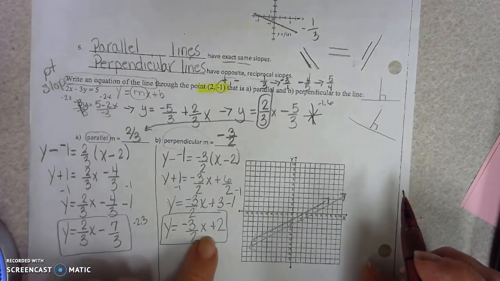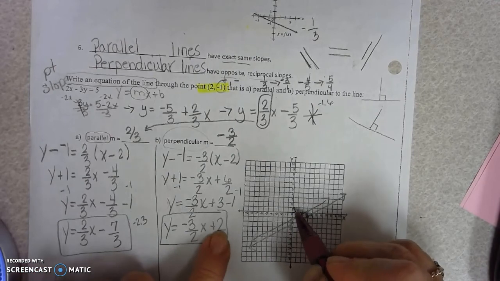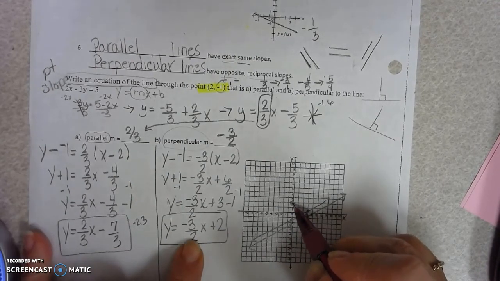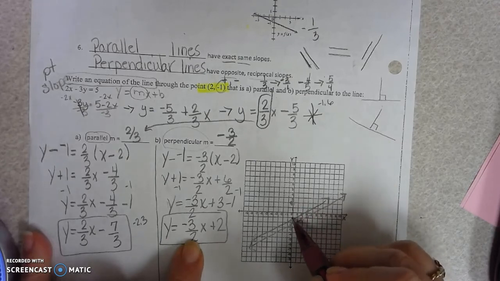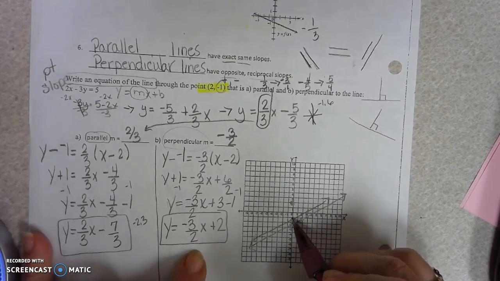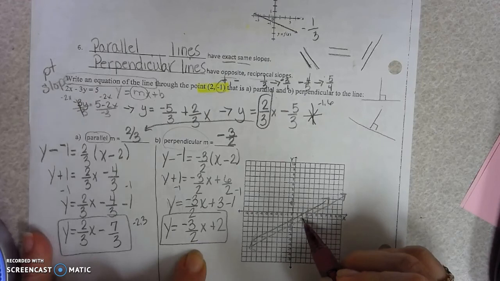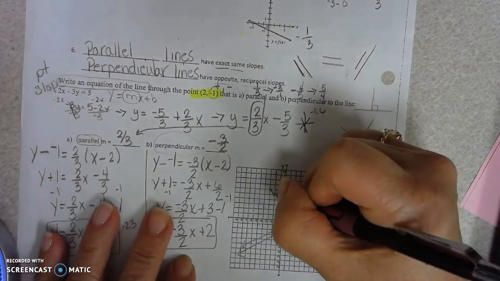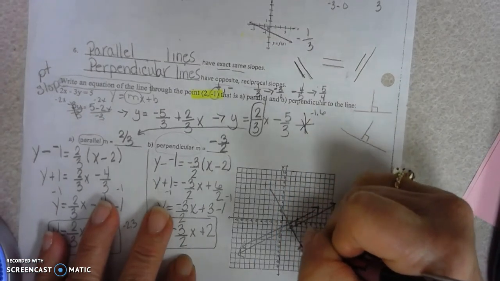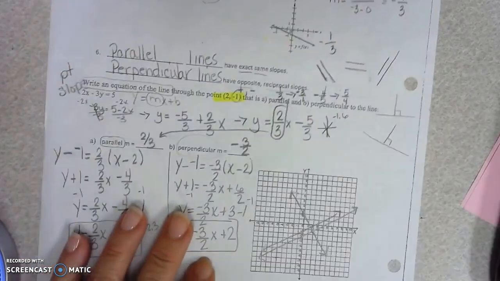And the perpendicular would be y-intercept is 2, I'm sorry. And we go down 3, because it's negative, over 2, and we're right there at the point (2, -1). So that is the perpendicular. So it worked out great.